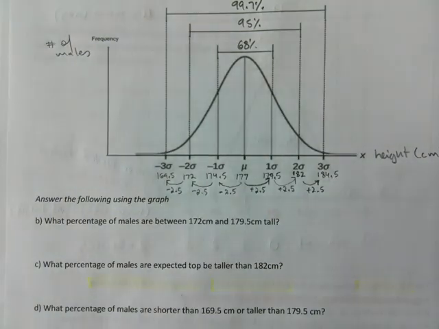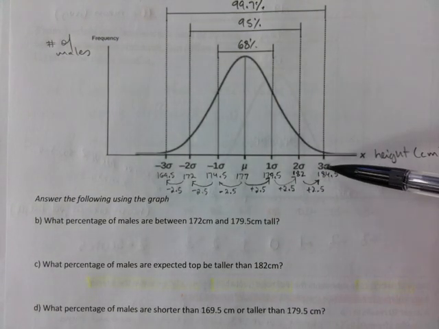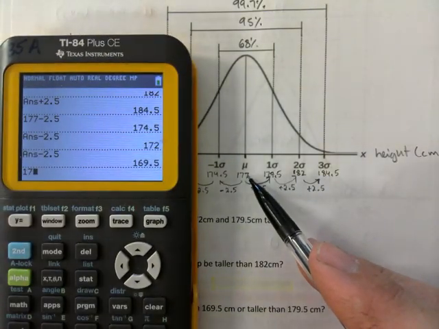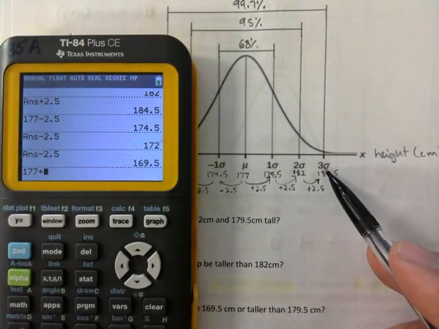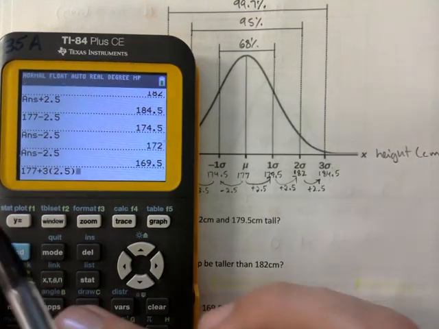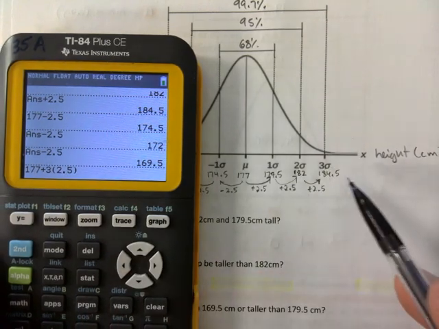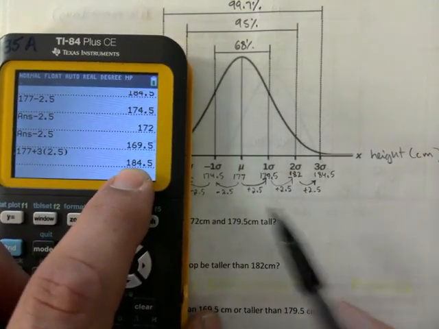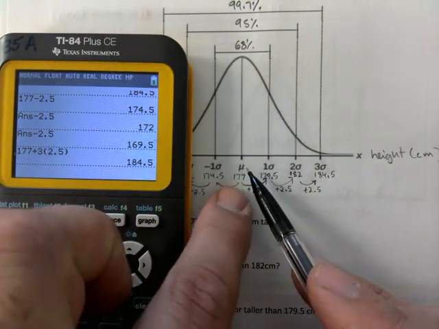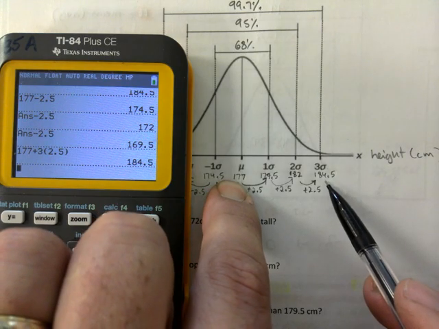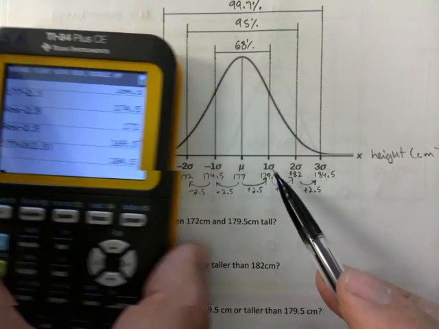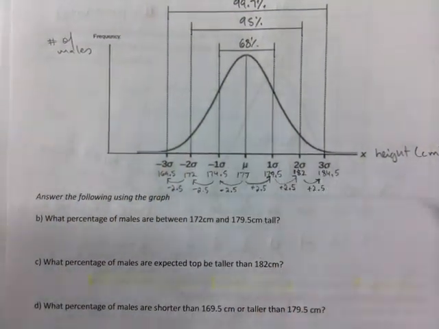I need you to understand though what we're doing here. I really need you to understand this. Three standard deviations, what is that? Watch this. If you go 177 plus 3 standard deviations, literally the mean plus 3 standard deviations, you should get 184.5, which I did. So from the mean, adding 3 standard deviations would get you 184.5. Adding 2 standard deviations would get you 182, and so forth. That's what this is trying to tell you.